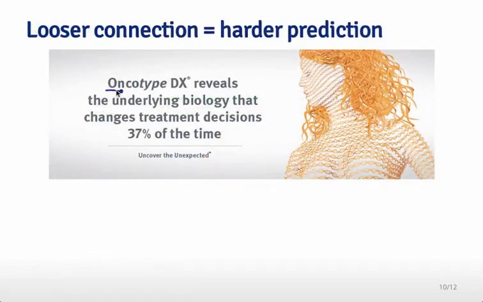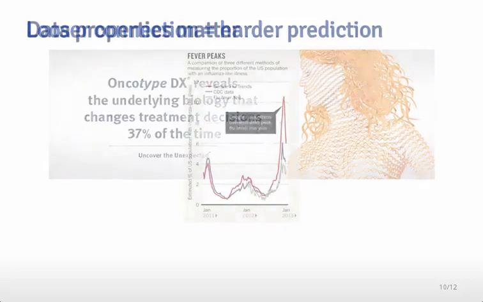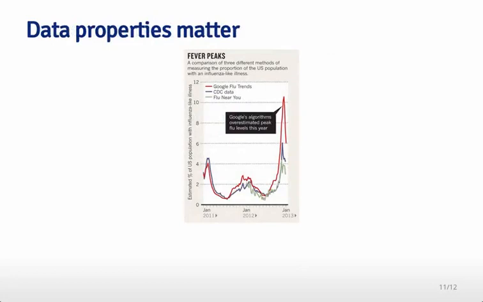So for example, Oncotype DX is a prediction algorithm based on gene expression, which is a measure of a molecule inside your body, or actually a subset of molecules in your body, and they use that to predict how long you will live or how well you'll do under different therapies when you have breast cancer. And so here, the connection's a little bit looser, but it's still a connection that you can definitely make in your head. The data properties do matter.